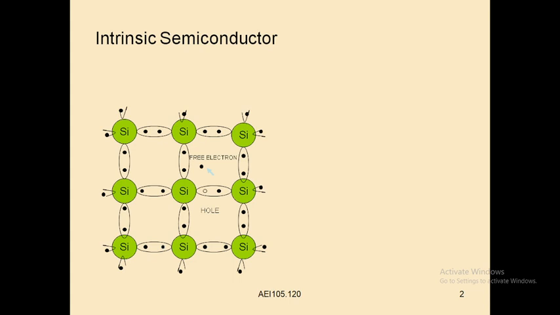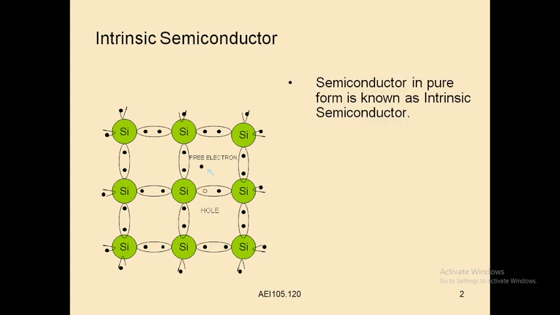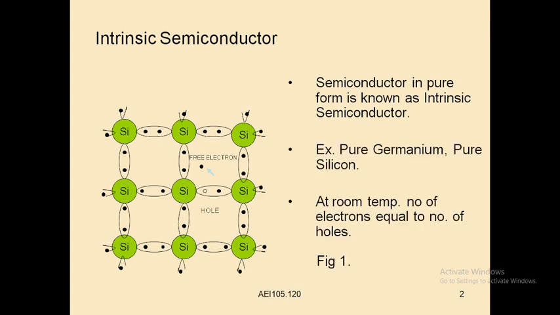While coming to the concept of intrinsic semiconductors, it is nothing but the pure form of semiconductor. The best examples for these intrinsic semiconductors are pure silicon and pure germanium. At room temperature, the number of electrons is equal to the number of holes in intrinsic semiconductors. This figure shows the best example of an intrinsic semiconductor, which has one free electron, which is useful to form an electron hole pair in bonding.